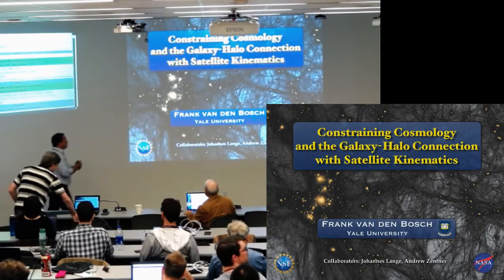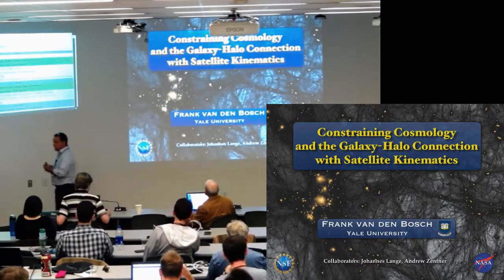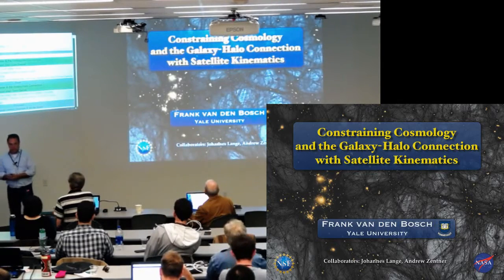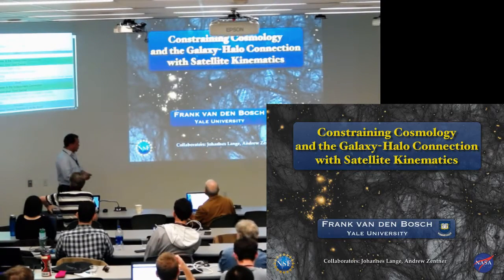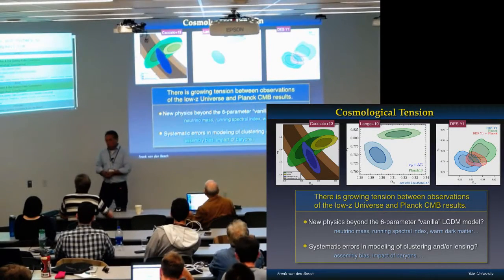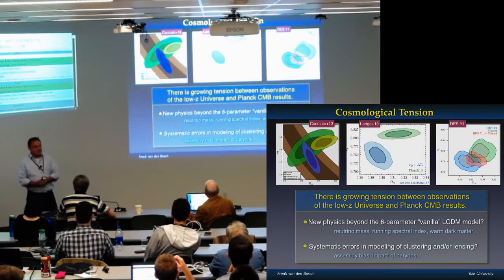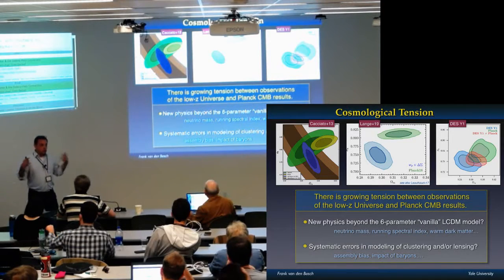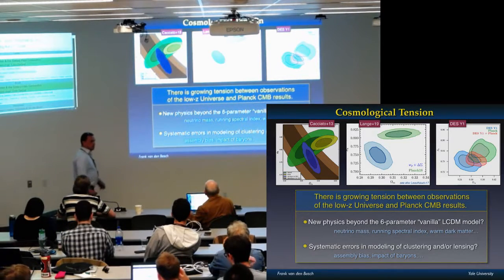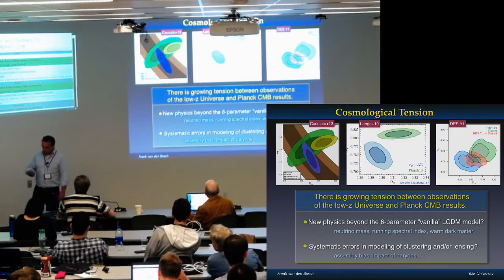Okay, so I'm going to talk about a new project based on using satellite kinematics to look into the galaxy-halo connection, and in particular also to do cosmology. Now, Tuesday, Johannes told us that when you combine galaxy clustering and galaxy-galaxy lensing, and you do halo-occupation modeling to marginalize over uncertainties in galaxy formation, and thus constrain cosmological parameters, then you find some tension.